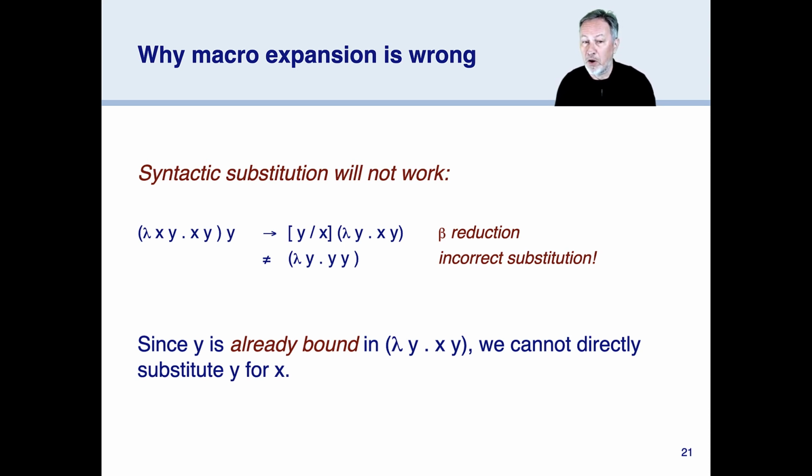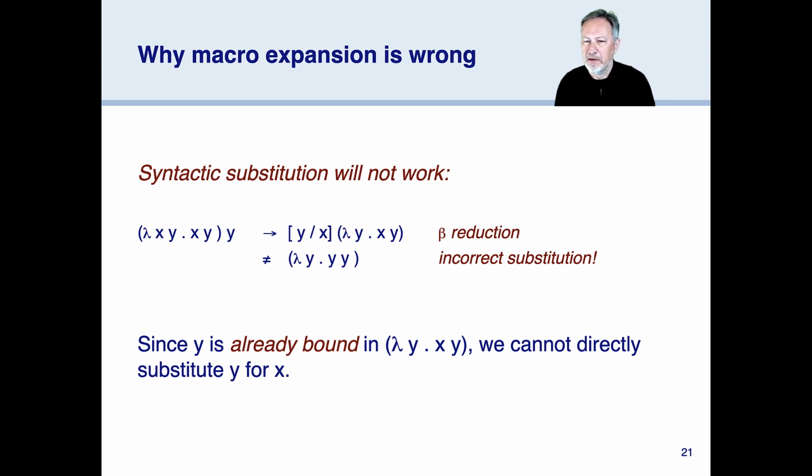Remember, we're dropping an extra lambda, so it's really lambda x dot lambda y dot xy. So by applying beta reduction, we're binding the y to the x. So the y is going to replace x in the body, and the body is what's left, namely lambda y dot xy.